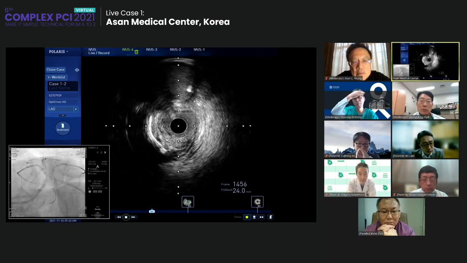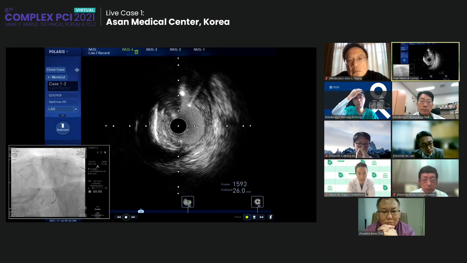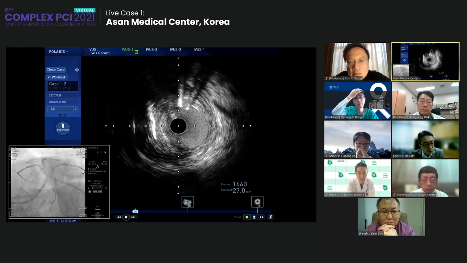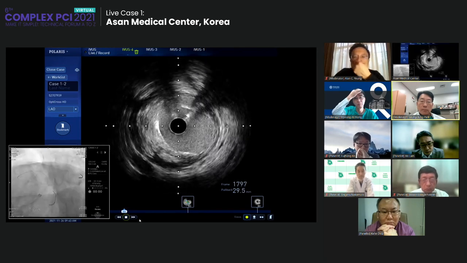One, two, three, four, almost four. Yes, here is the ostium of LAD. Circumflex is coming from the 12 o'clock. Here is left main. Left main is more than 4.0, almost 5. Yeah. Stop, please. Great.